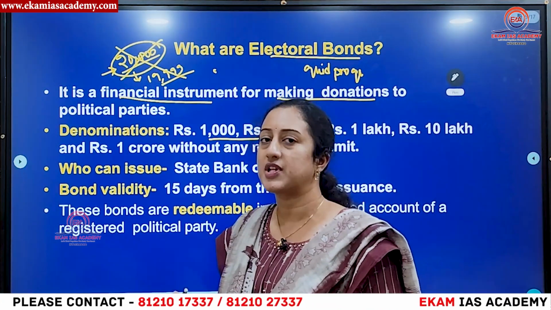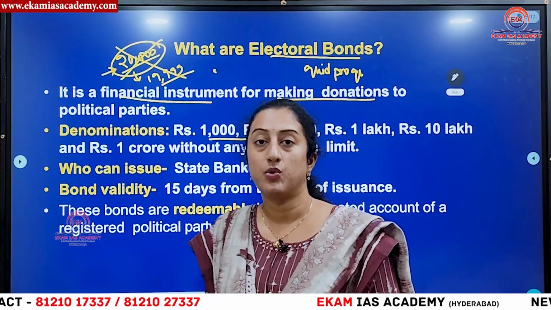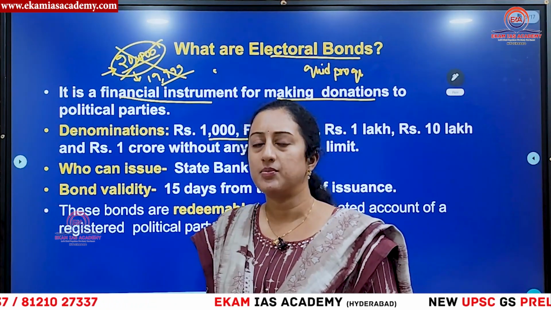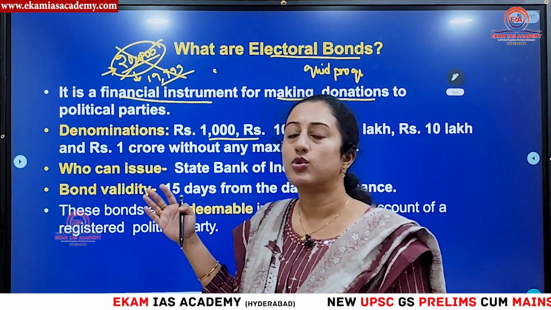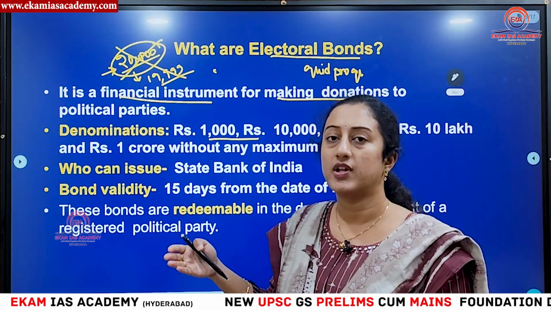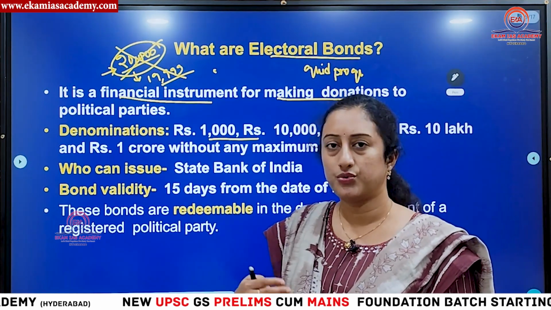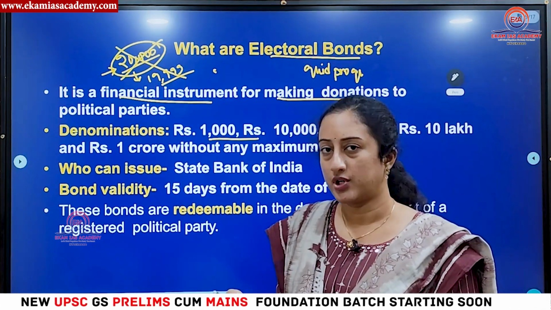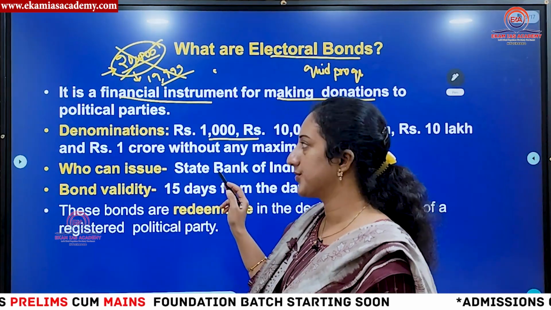But the same scheme, which they said was transparent and would allow only clean or white money into political funding, has also opened a gateway for black money. How? Donor secrecy is maintained. The identity of the person who donated is not revealed to the public, or even to the voter, regarding the party that has been voted for. On these grounds, this electoral bond scheme was criticized by the Supreme Court.